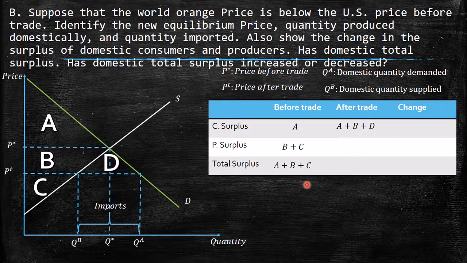After trade, what does the market do? So what is going to happen with the market? There's naturally going to be a change. So what is this change? Basically, the consumer.